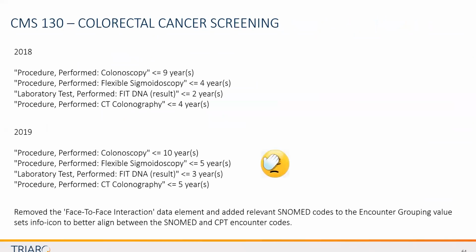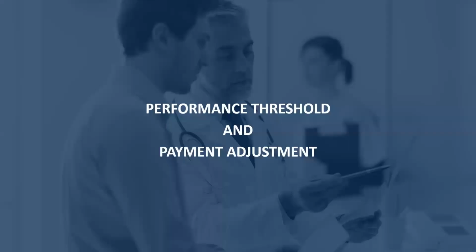And here's something typical of the kind of changes we have to make. Last year, the colonoscopy had to be performed within 9 years. This year it's 10 years. So you can see the difference for the different tests that are positive indicators of colorectal cancer screening. They've manipulated the years, so we're up to date with all of these things. Okay.